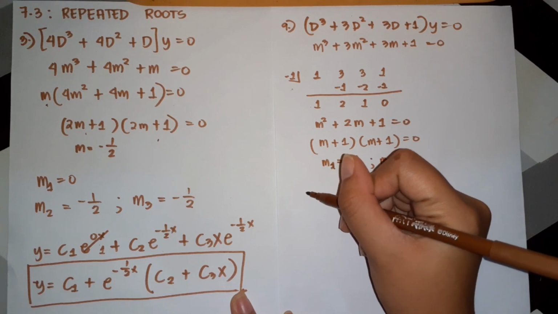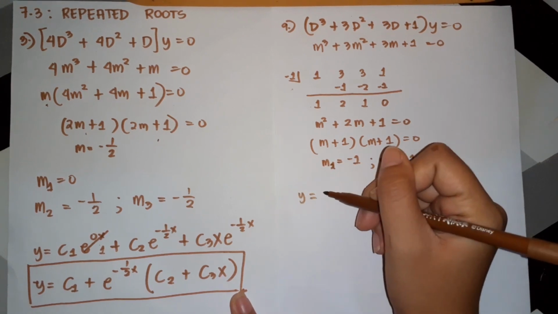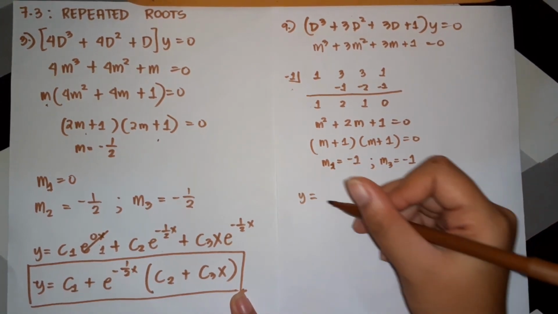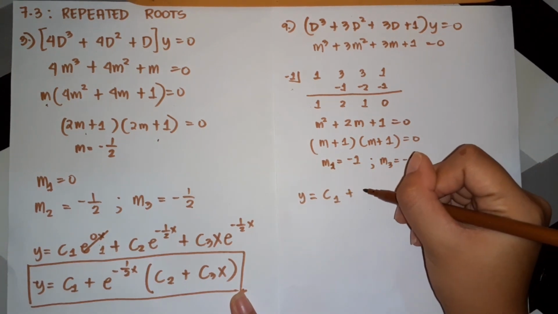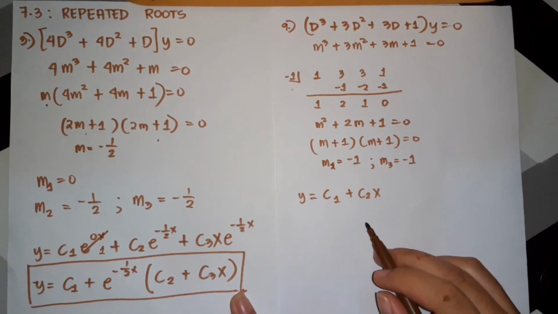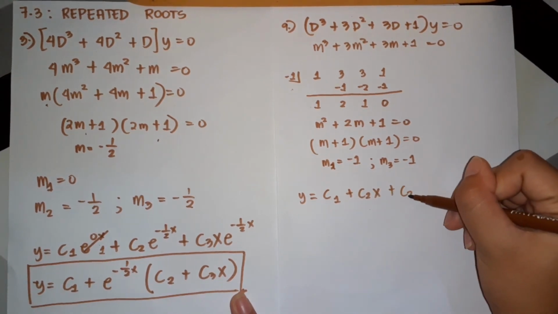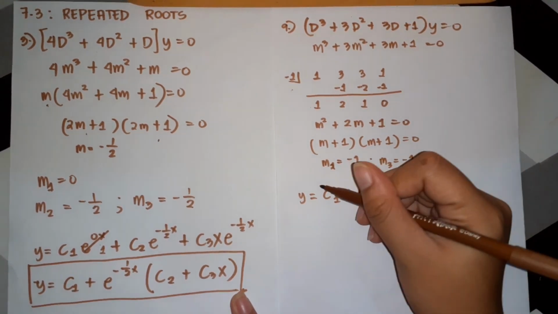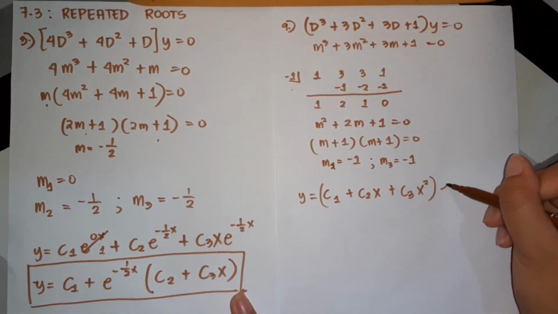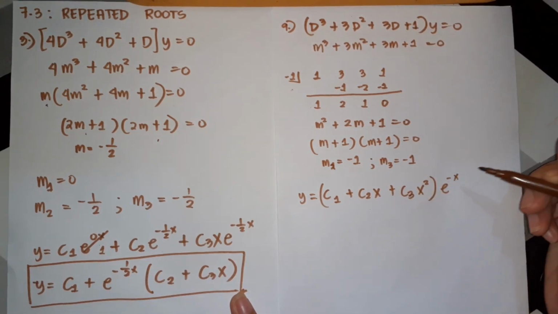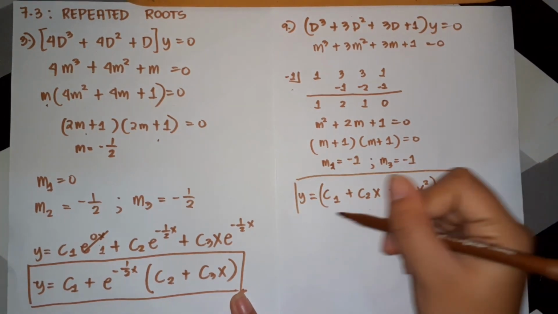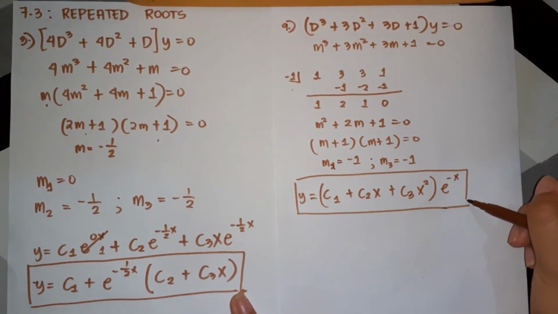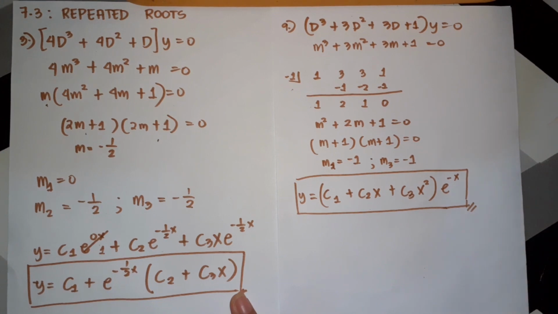So our general solution for this differential equation will be c1 plus c2x plus c3x squared times e raised to negative x. So this will be our general solution for this differential equation.